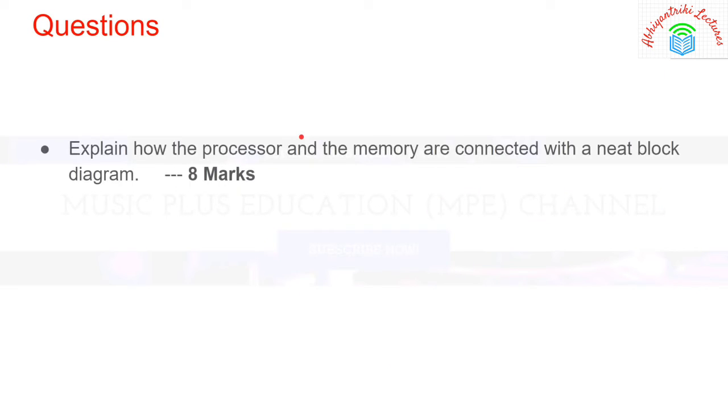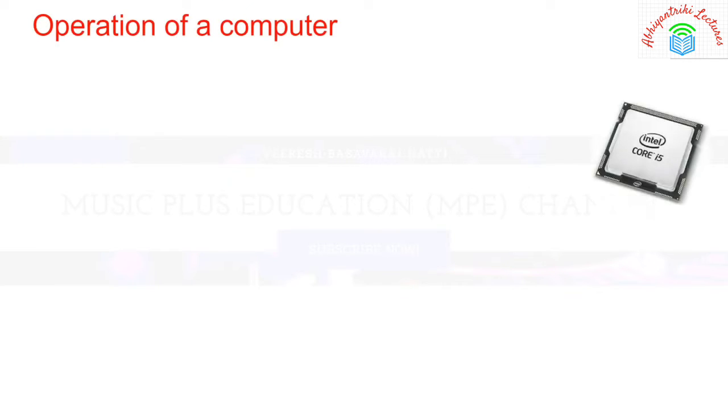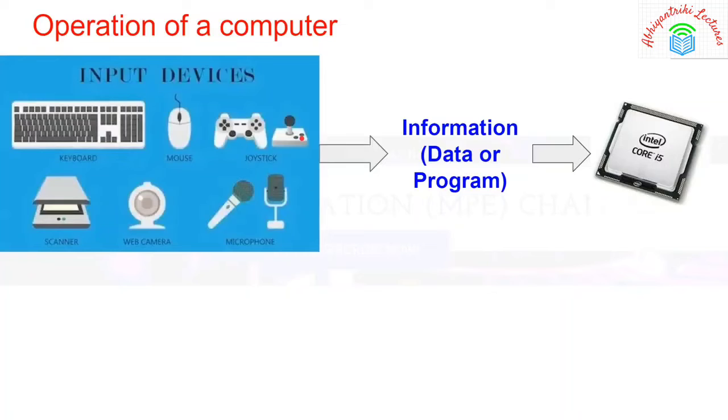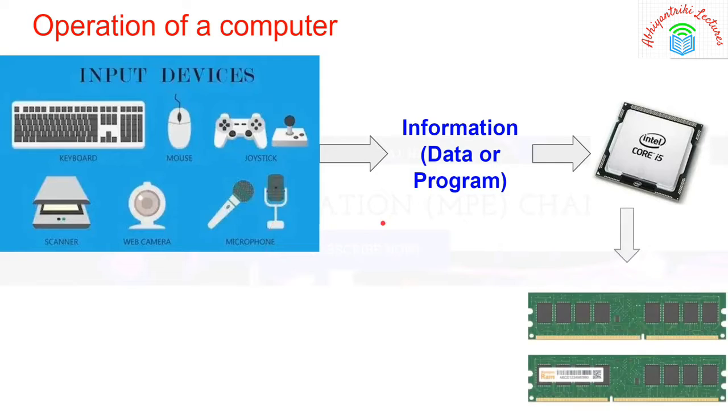Explain how the processor and the memory are connected with a neat block diagram. This is for 8 marks. Operation of a computer. Here the processor fetches information, data or program from input devices, that is keyboard, mouse, joystick, microphone, web camera, scanner, and stores it into the memory.